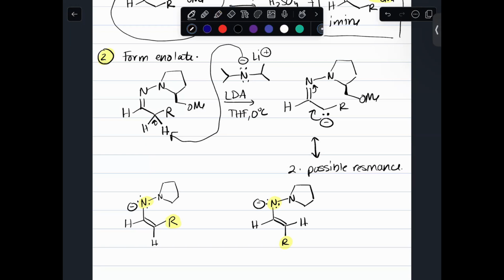And what I want to say is that in the presence of LDA, what ends up happening is that the lithium plus charge is floating around and it complexes, not surprisingly, to the N minus. Not only is this happening, but what ends up happening is it flips your SAMP molecule around 180 degrees. And the oxygen can also complex with the lithium.